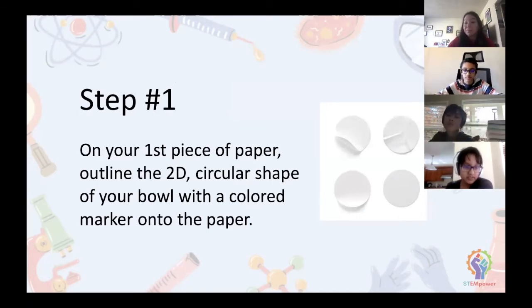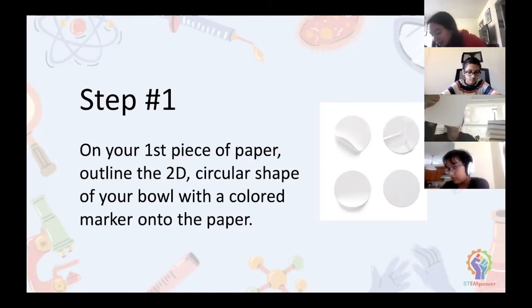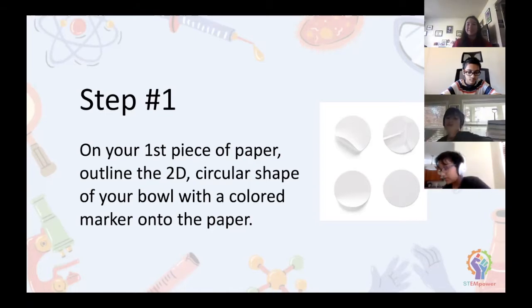Wait, how many circles? Because on the diagram it shows 4 circles. You can just draw one. We're only going to draw one cell. I guess you could do the process 4 times if you wanted to, but you only need one.